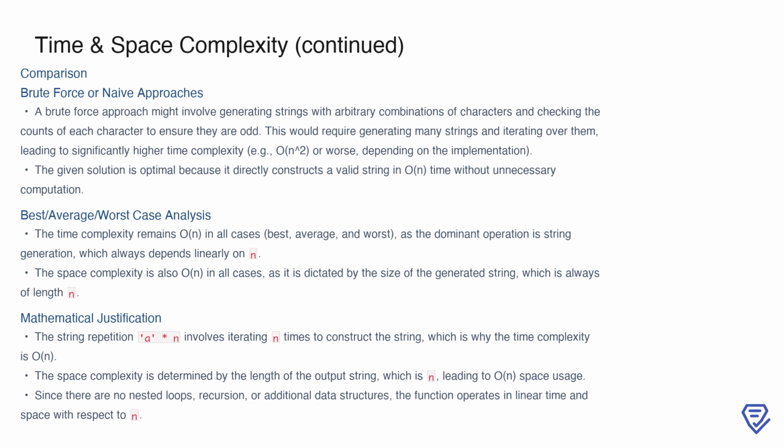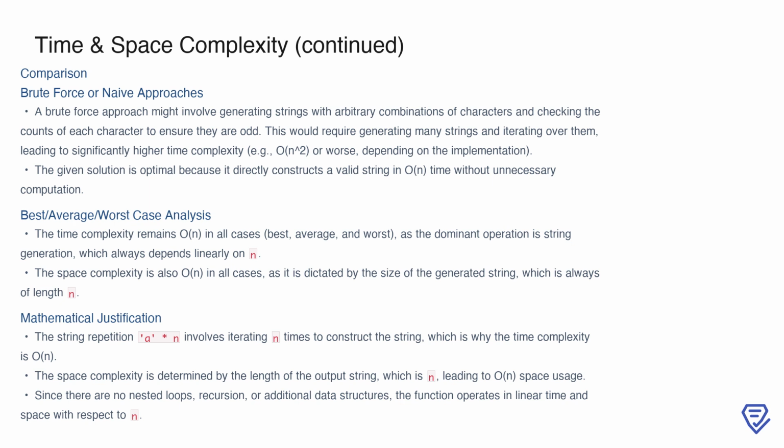In contrast, this solution is optimal because it directly constructs a valid string in O(n) time without any unnecessary computations. Additionally, the time complexity remains linear, O(n), in all cases, best, average, and worst, since the dominant operation, string generation, always depends on n. The space complexity is also O(n) in all scenarios, as it is determined by the size of the output string, which is exactly n.